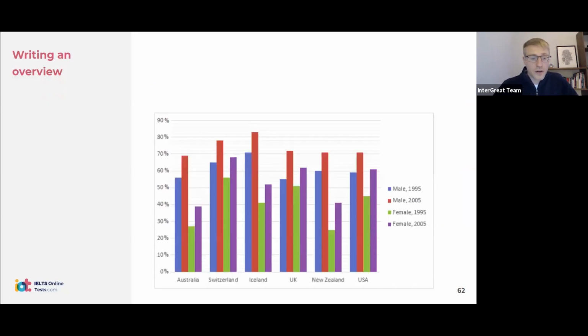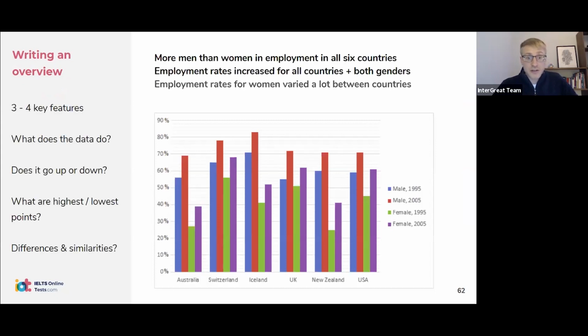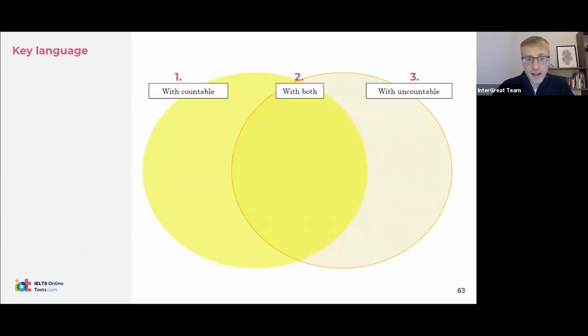So we already identified our 3 key features, right? We said that more men than women are employed in all 6 countries. We said that employment rates increased for all countries and both genders. And we said that employment rates for women varied a lot between different countries. So here are the 3 points we want to describe, right? So we're going to put them into an overview.